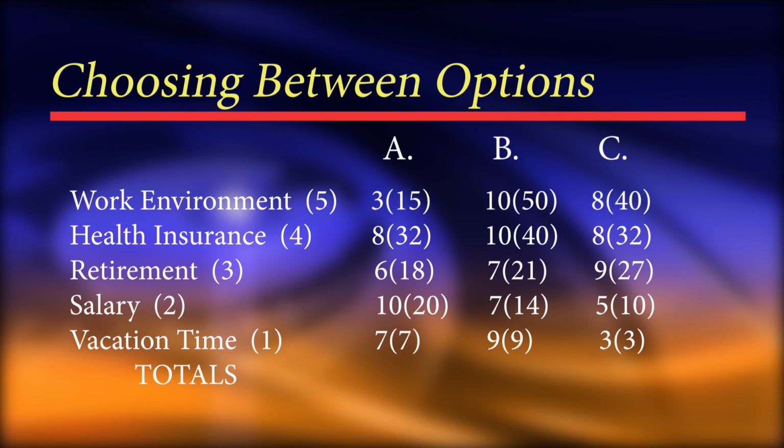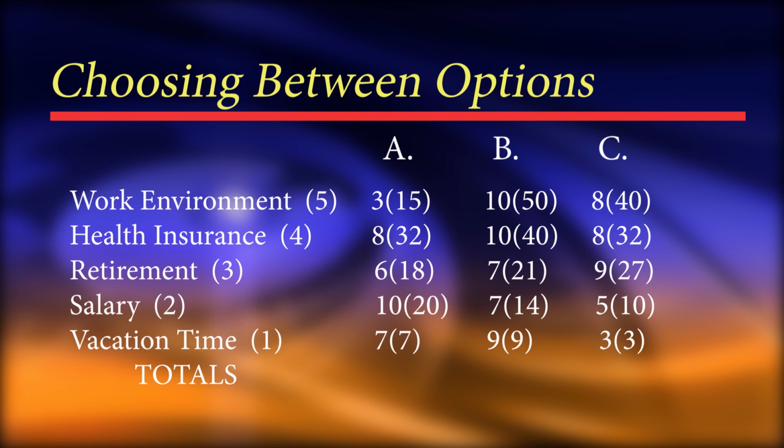And then work environment, a value of 5. But A, I talked to some people who work there, and they say the work environment is horrible. They say there's a lot of infighting and arguing, and it's just not a fun place to be. So I'm going to give it a 3. 5 times 3 is 15. B, I've talked to some people who work there. They say the work environment is great. Everybody gets along. They have fun together. They enjoy working together. So I'm going to give it a 10. 5 times 10 is 50.